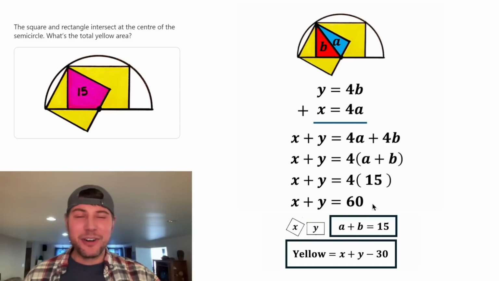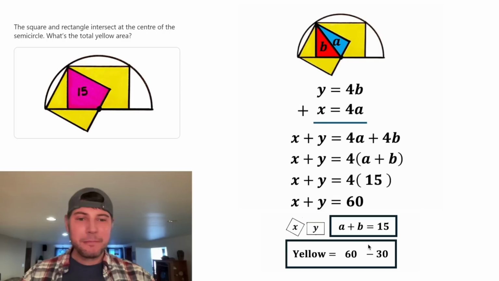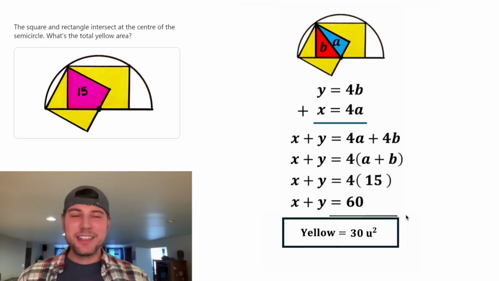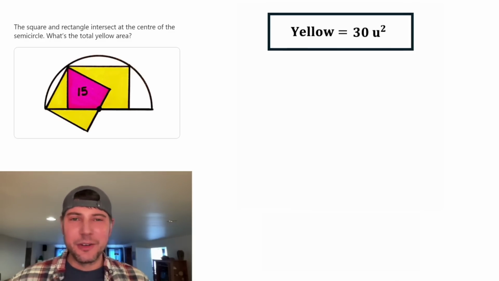Well, this is what we needed to find the yellow area. In the place of this X plus Y, let's plug in 60. 60 minus 30 is equal to 30, and let's give it a label of units squared. This is the answer to our question. In this problem, the yellow area is equal to 30 units squared.